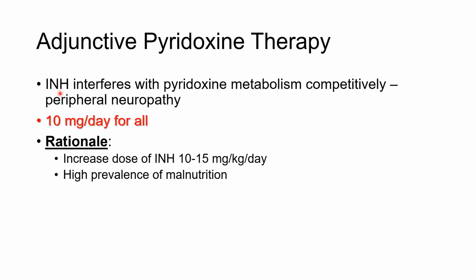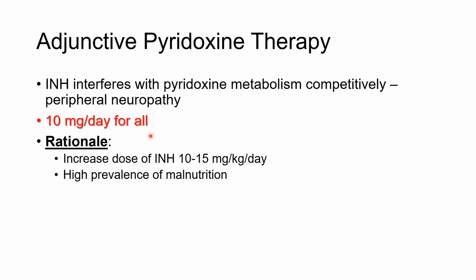So what is adjunctive pyridoxine therapy? INH, or isoniazid, interferes with pyridoxine metabolism competitively and causes peripheral neuropathy. That's why every patient that receives INH has to receive pyridoxine additionally. And INH is a part of both the initiation phase and the continuation phase. That means as long as the patient receives antitubercular therapy, he also has to receive pyridoxine at 10 milligram per day for all the patients.